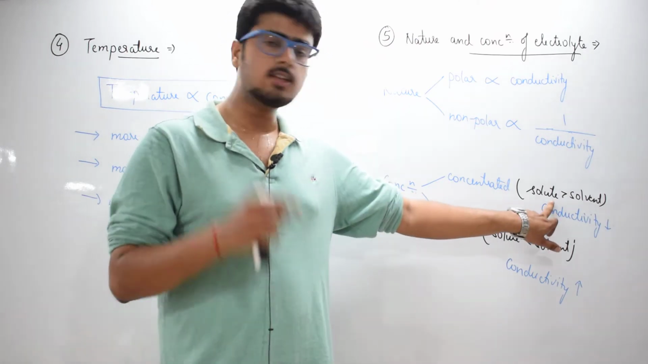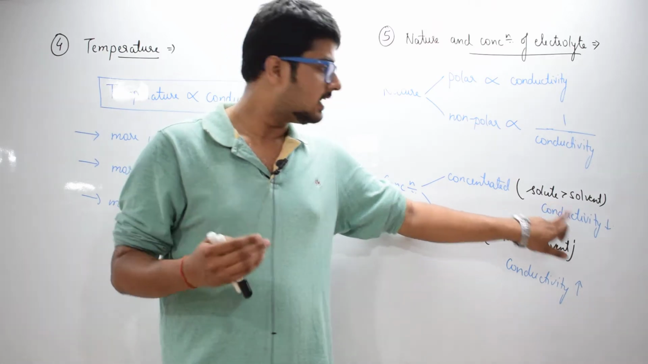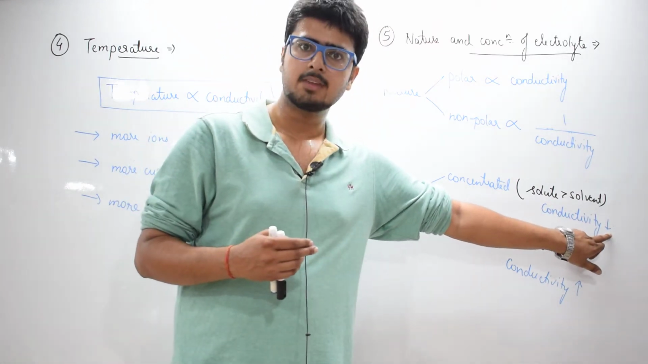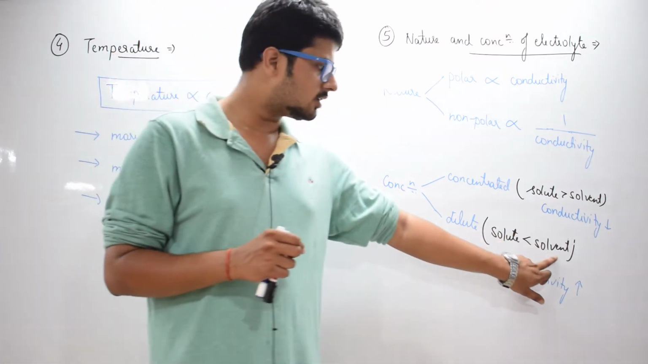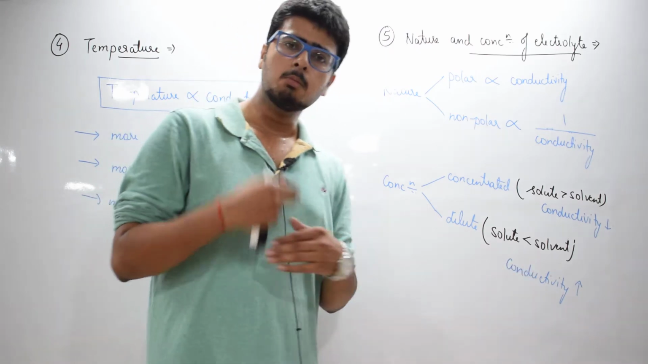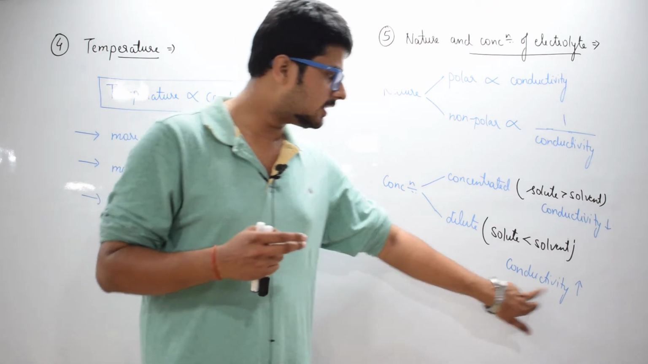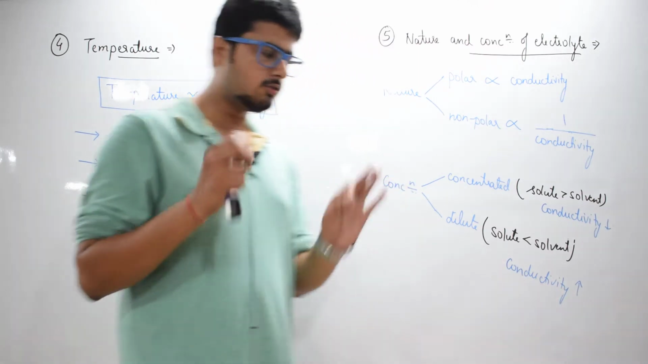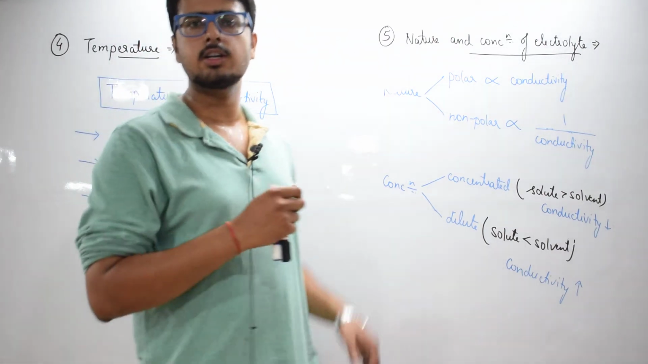So, since it has a lower number of ions, lesser will be the current and hence lesser will be the conductivity. Similarly, when we have a dilute solution, because the amount of solvent is greater than solute, more will be the formation of ions, more will be the current and hence greater will be the conductivity. So, these are the 5 factors which govern the conductivity of an electrolytic solution.